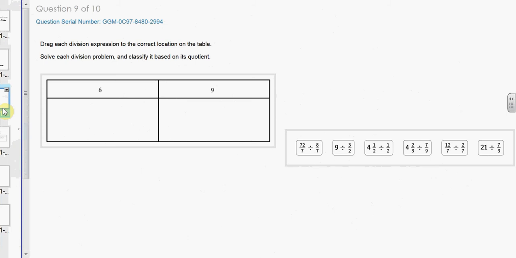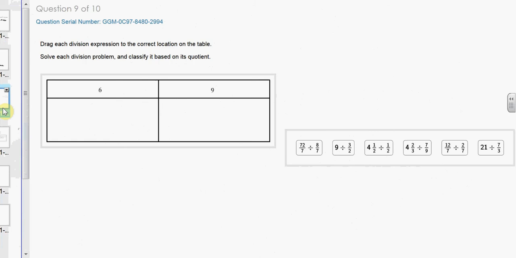Now for this problem, it says drag each division expression to the correct location on the table, solve each division problem, and classify. Solve each division problem. I think they got their grammar wrong.